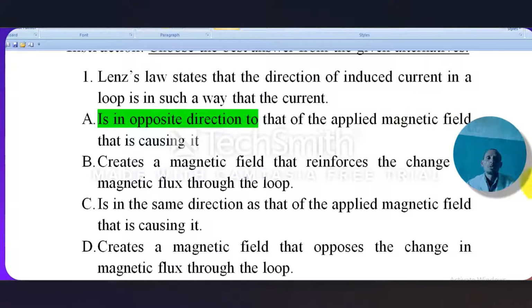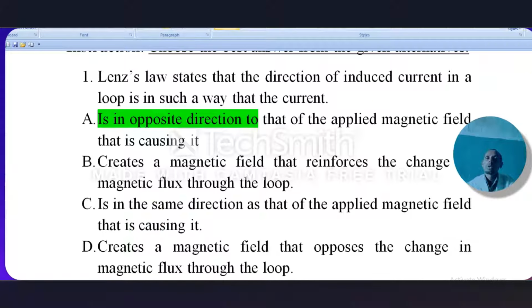Let me repeat this question once. Lenz's law says that the direction of induced current in the loop is in such a way that the current: choice A, is in opposite direction to that of the applied magnetic field that causes it; choice B, creates a magnetic field that reinforces the change in the magnetic flux through the loop; choice C, is in the same direction as that of the applied magnetic field that causes it; choice D, creates a magnetic field that opposes the change in the magnetic flux through the loop.